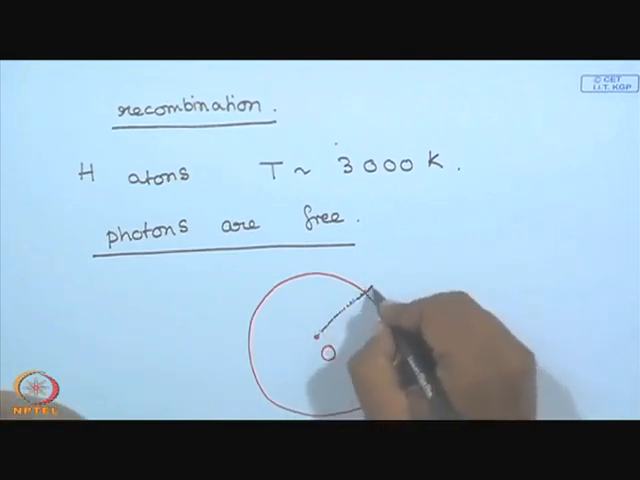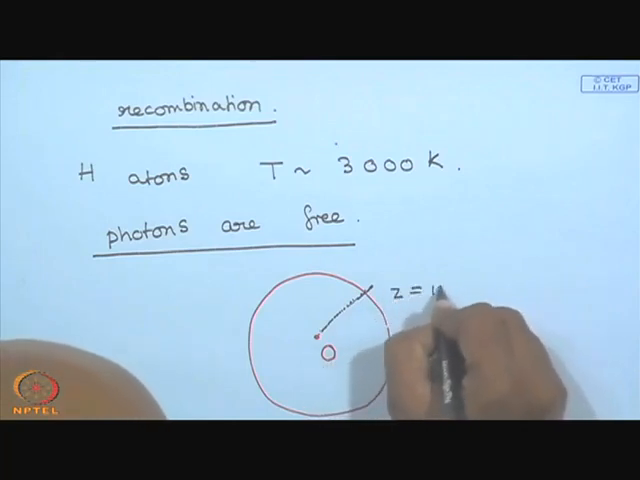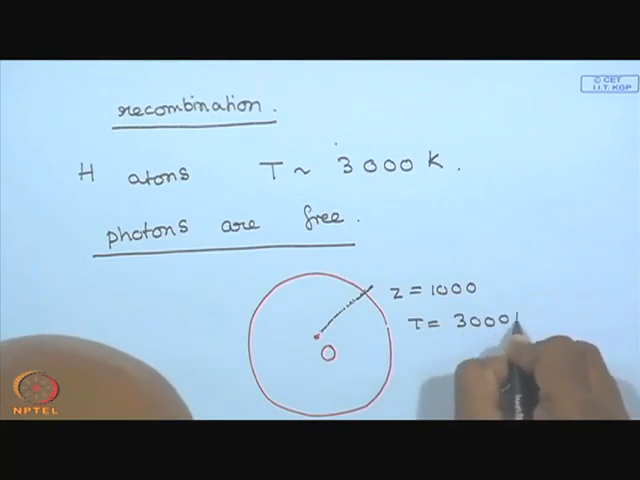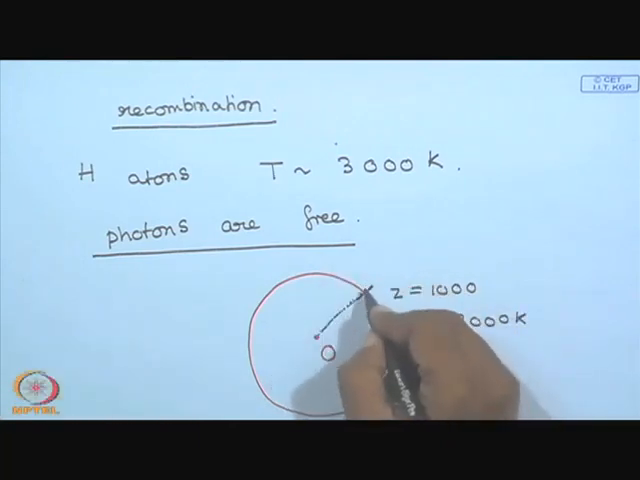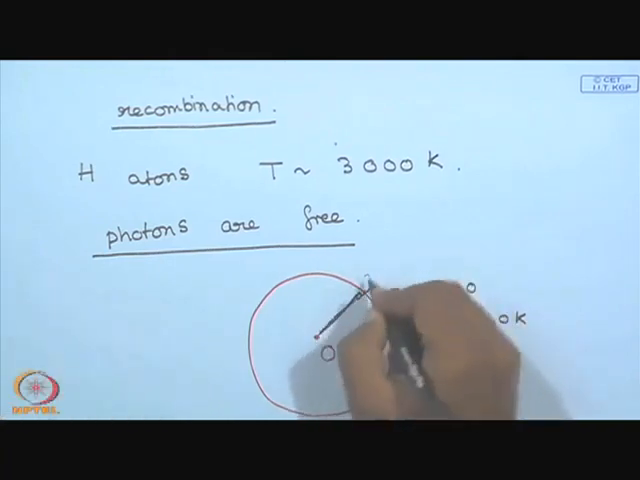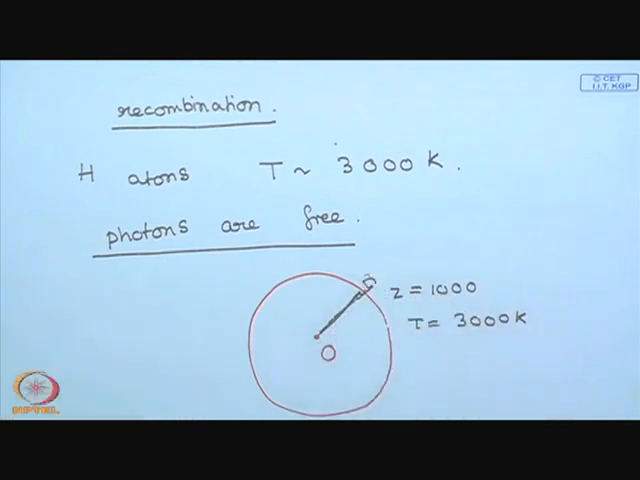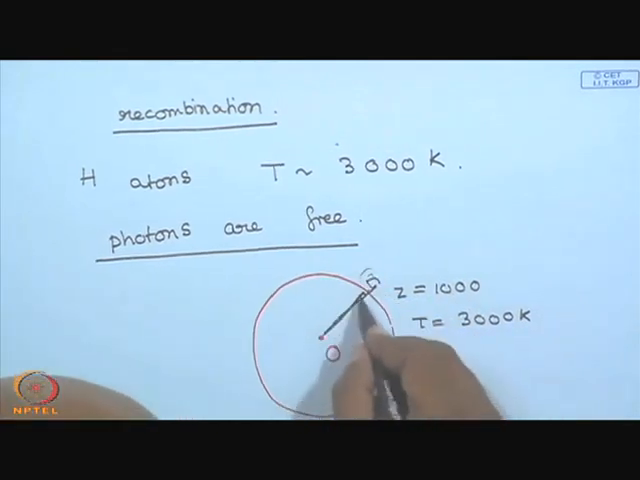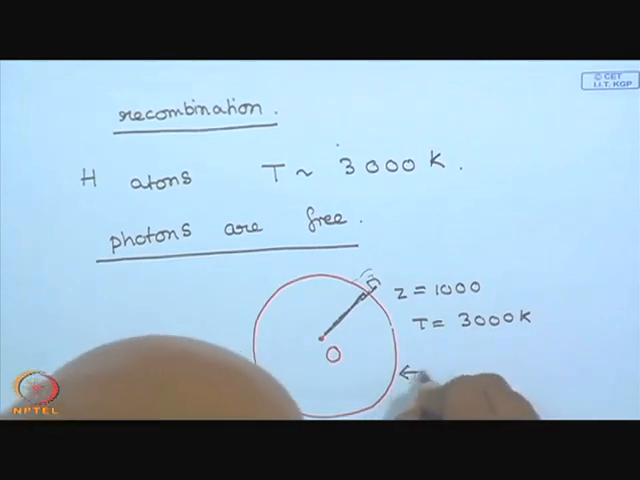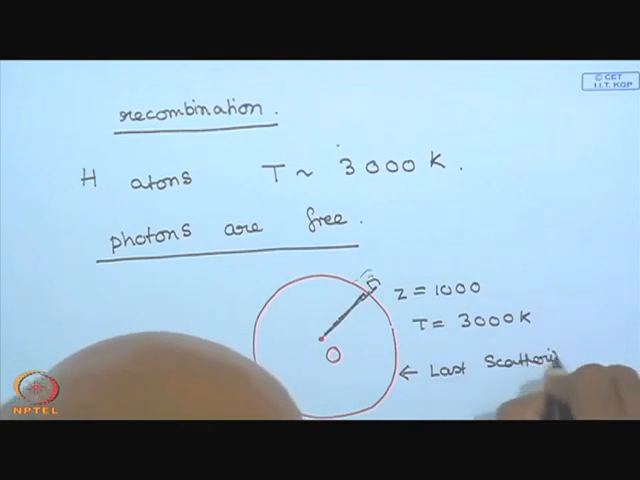Once it is at a redshift of around 1000, temperature of around 3000 Kelvin, the universe is ionized and the photon no longer propagates freely. It propagates freely till here, and then the photon gets scattered. We cannot see anything beyond this because once the photon gets scattered, the optical depth is greater than 1. So this is also referred to as the last scattering surface.